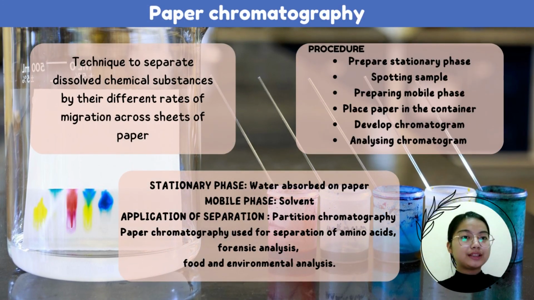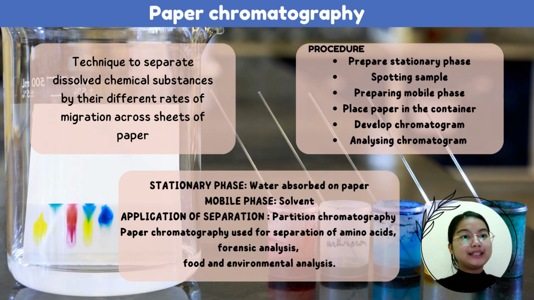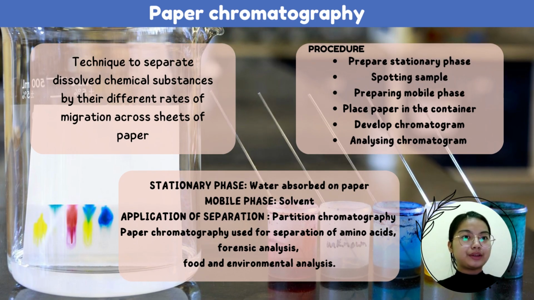Moving on to the second type of planar chromatography, paper chromatography. This technique is used to separate dissolved chemical substances by their different rates of migration across sheets of paper. The stationary phase in this technique is water absorbed on paper, meanwhile the mobile phase is the solvent, and the principle of separation is partition chromatography.